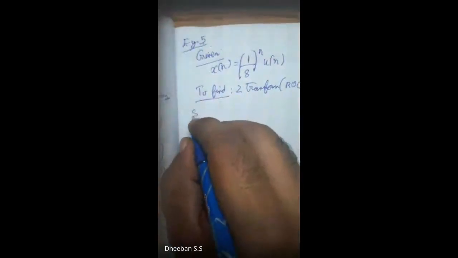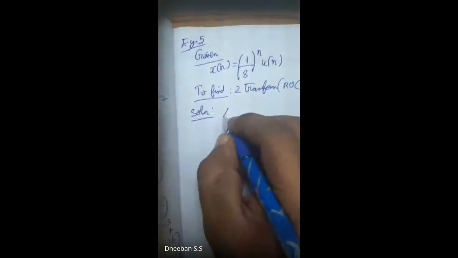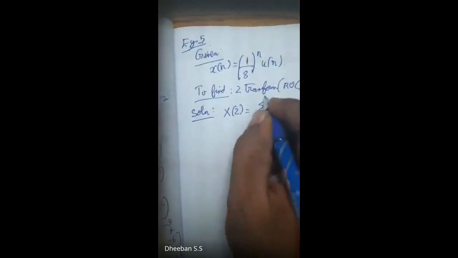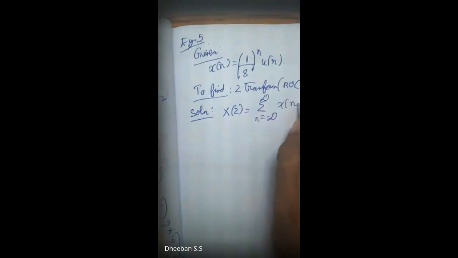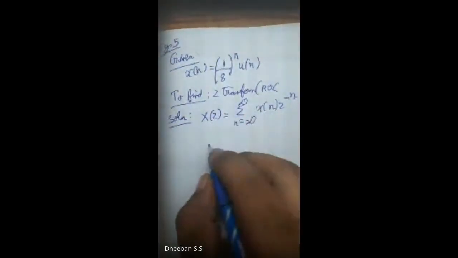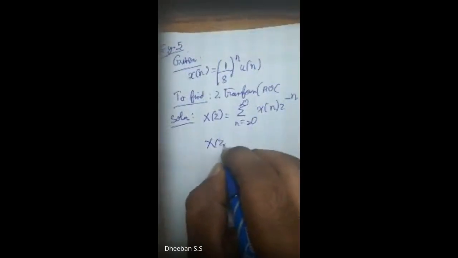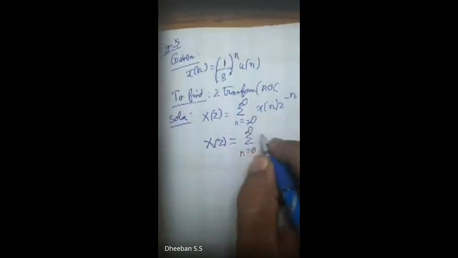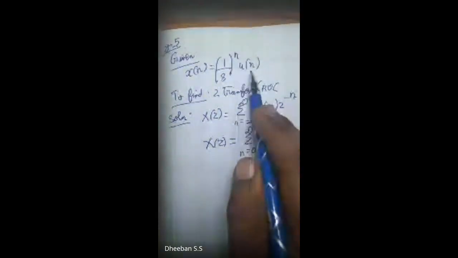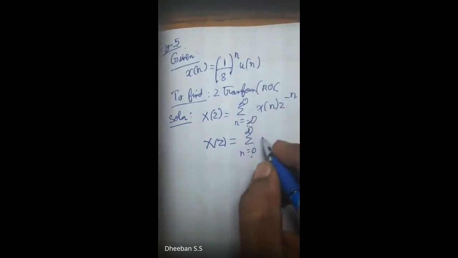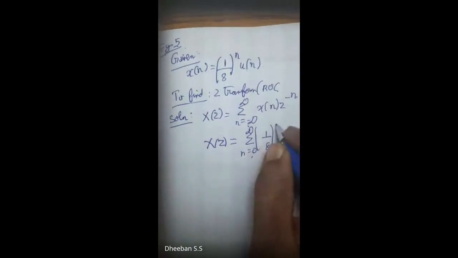Now the solution. Write the z transform formula: X of z equals summation n equals minus infinity to infinity x of n z power minus n. Now just apply x of n. X of z equals summation n equals 0 to infinity, because it is a unit function, so you can convert it into 0 to infinity, of 1 by 8 to the whole power n.